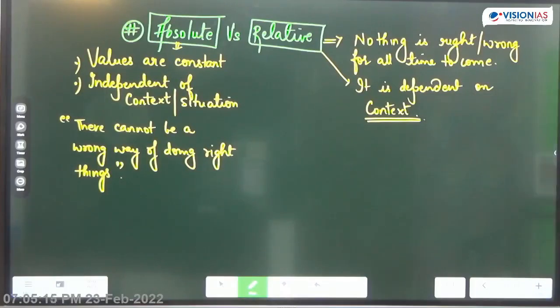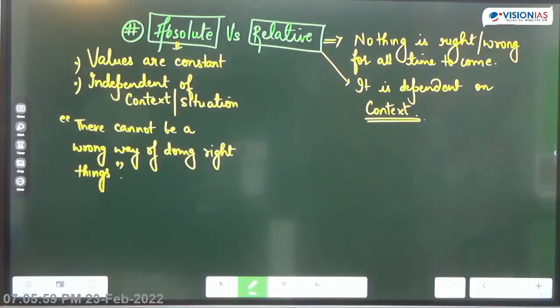Is value system absolute? Your values, your morals, your ethics, is it absolute or is it relative? Absolute perspective says values are constant. ऐसा नहीं है कि today something is right and tomorrow it would be wrong. Values are constant, independent of the situation and the context. For example, there cannot be a wrong way of doing the right thing. So if you are stealing, no matter whether it was to feed a starving family or not, stealing is wrong. So these values are absolute.